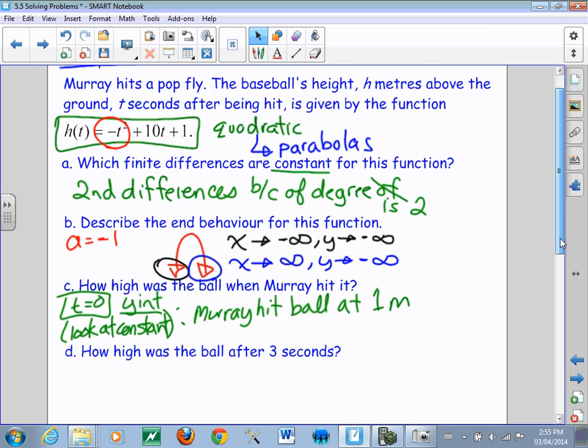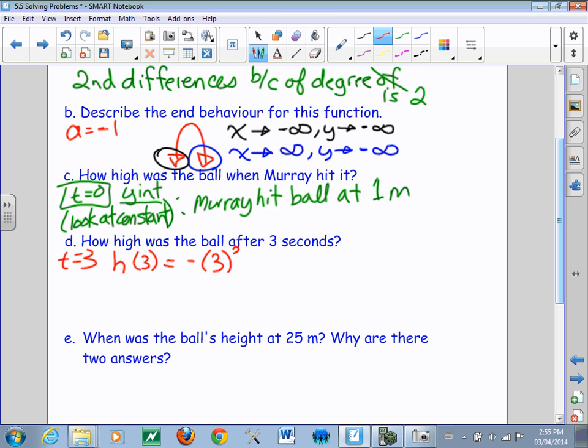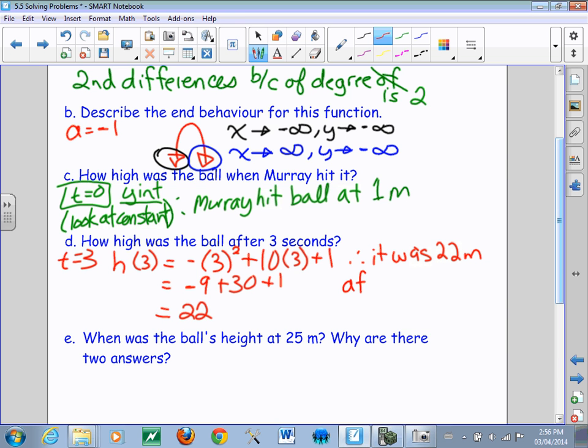All right, next one. How high was the ball after 3 seconds? So you sub that into the equation. Instead of t, you're going to let t equal 3. So it's going to be h at 3 equals -3 squared, I'm just subbing it in, plus 10 times 3 plus 1. Do your calculations, so you should have -9 plus 30 plus 1. Plug in your calculator or do mental math, and then you can say, therefore, it was 22 meters after 3 seconds.